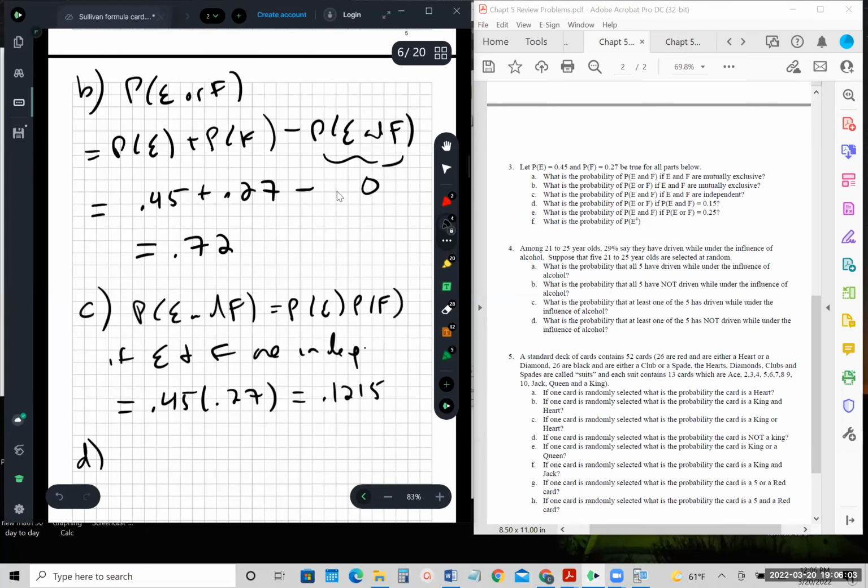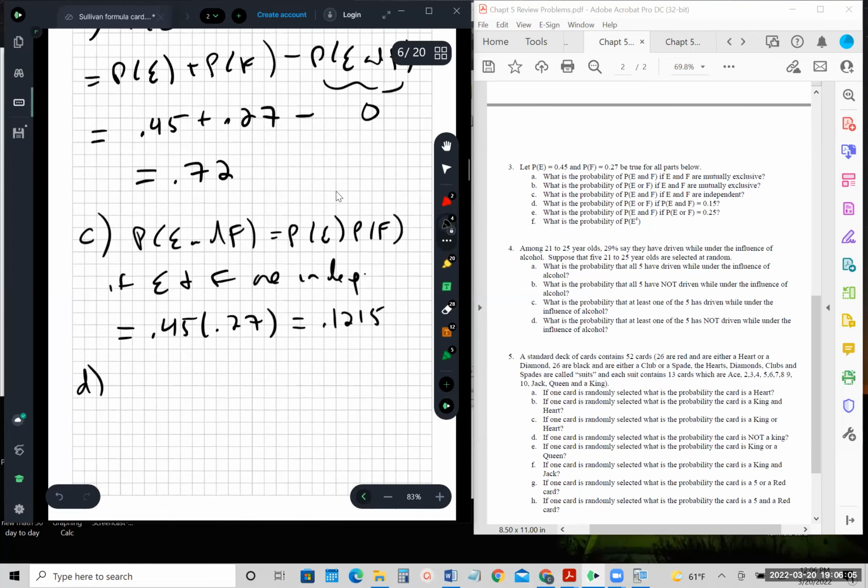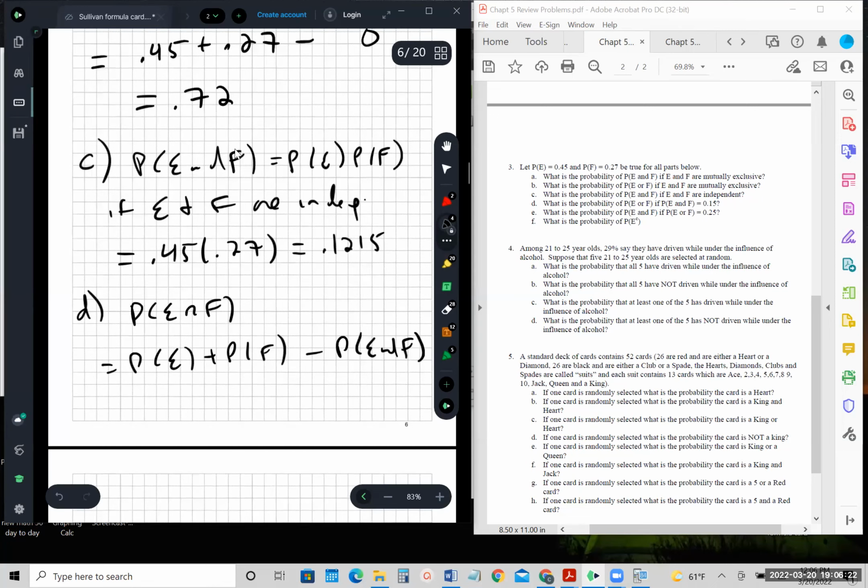And then D would be, what is the probability of E or F if E and F is 0.15? So the probability of E or F, if there is an overlap, is the probability of E plus the probability of F minus the probability of E and F. And they're telling us in the problem that this last part is 0.15, so that's what we'll be subtracting. So 0.15 will come off at the end, but then it'll be 0.45 plus 0.27.